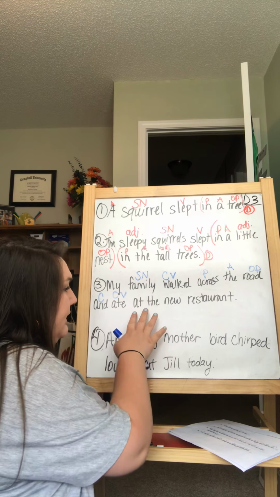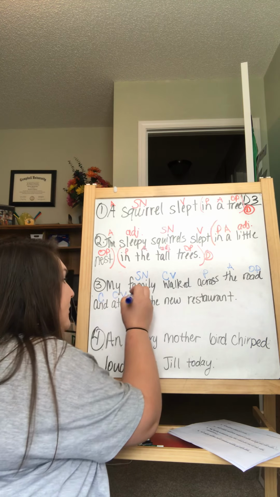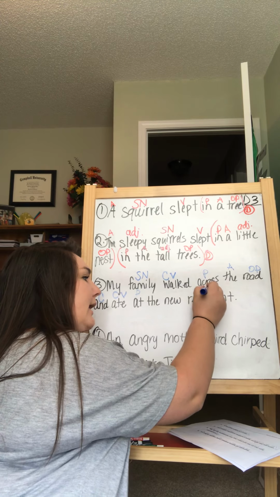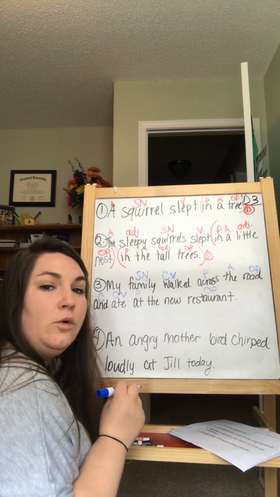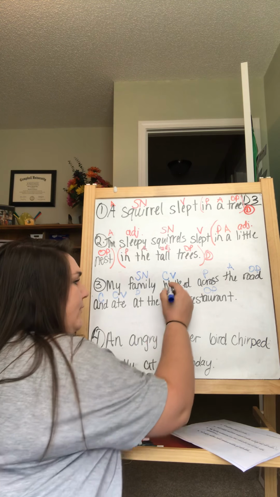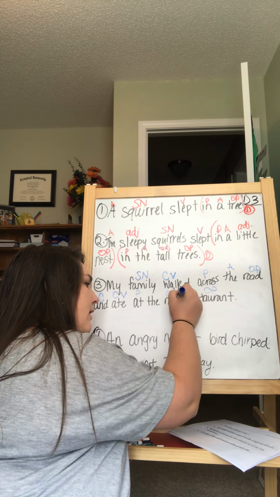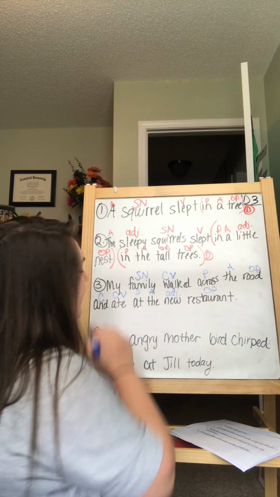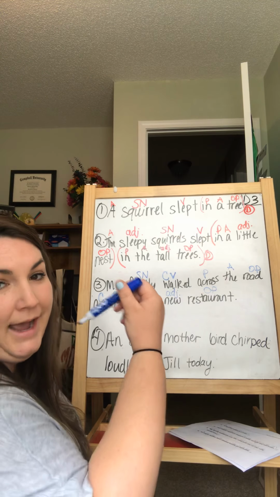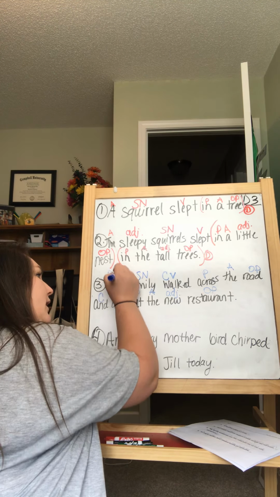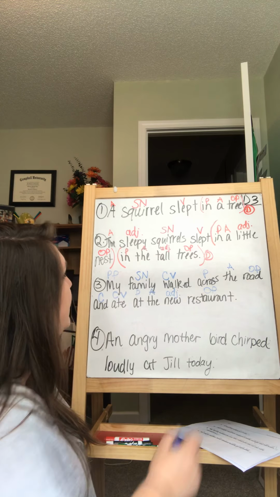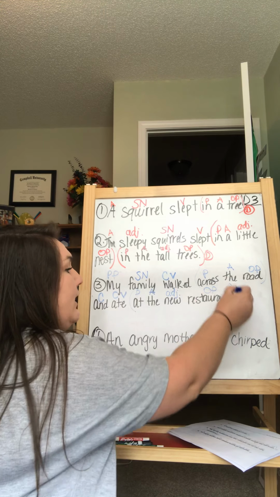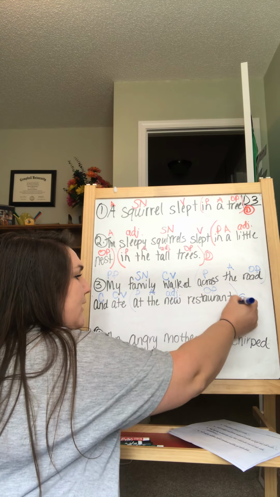All right, let's keep going now. Hopefully you're with me. Now we're going to say, at, preposition. At what? Restaurant. Object of the preposition. What kind of restaurant? New, adjective. The, article, adjective, A. Then we say, whose family? My, possessive pronoun. Skill check. Across the road, at the new restaurant. Declarative sentence.